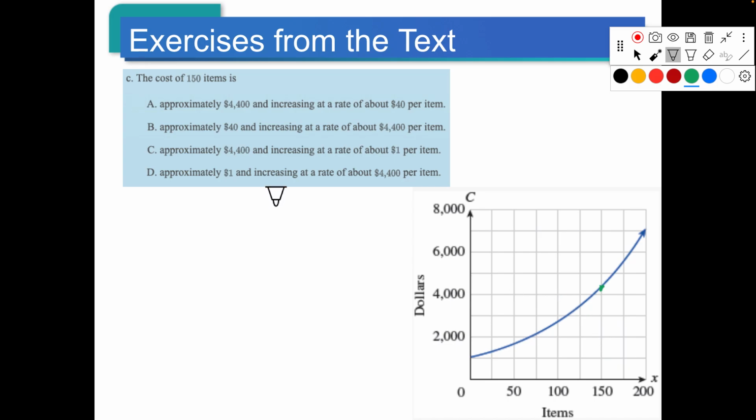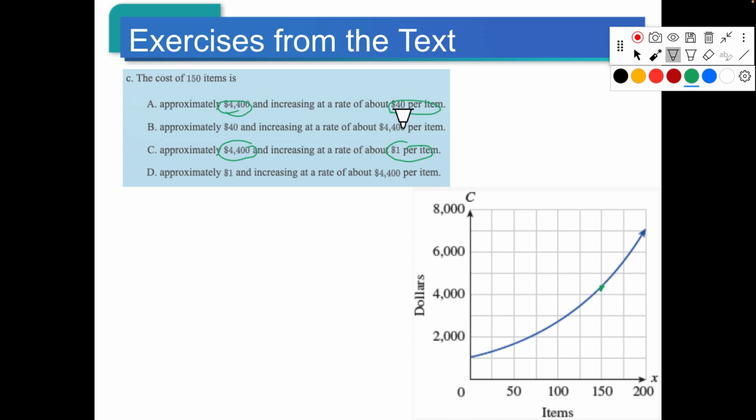But okay, that's all we need. But notice they've got two. Yeah, that's about 4,000. This is 5,000, so 4,400 looks about right. But notice they've got two of them. And a couple of you have asked me about this. How do I know whether the rate is increasing at $1 per item or $40 per item? What is that talking about, the rate of increase? What do we need to figure out the rate of increase?